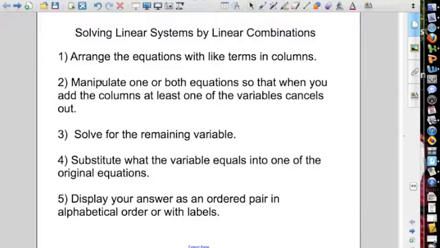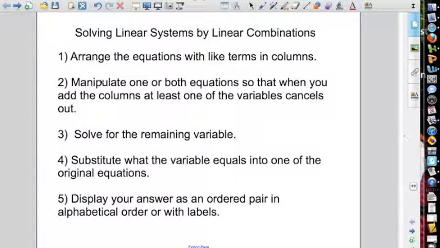This section is over solving linear systems by using the method of linear combinations. And so this is our third method of solving linear systems. The first step in linear combinations is to arrange the equations vertically. When you do that, you want to have like terms in columns. In other words, you want x's on top of x's, y's on top of y's, equals on top of equals, and numbers that are by themselves on top of other numbers that are by themselves.